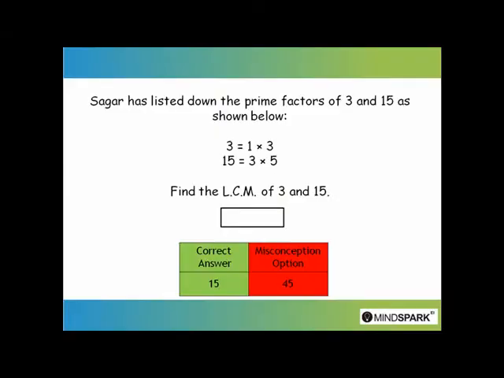The following question was asked in a MindSpark session to students of grades 7 and 8. The question is asking, Sagar has listed down the prime factors of 3 and 15 as shown below. 3 is equal to 1 into 3, 15 is equal to 3 into 5. Find the LCM of 3 and 15. The correct answer here would be 15, as the lowest common multiple of 3 and 15 is 15. However, a lot of students are straight away multiplying the two numbers to get the misconception option, that is 45.